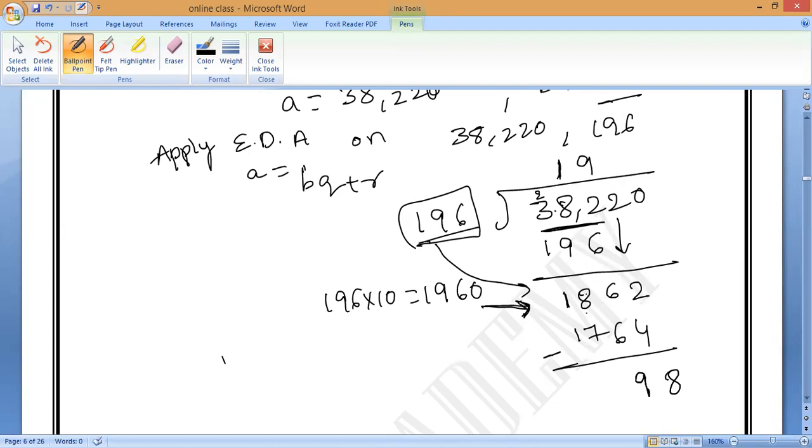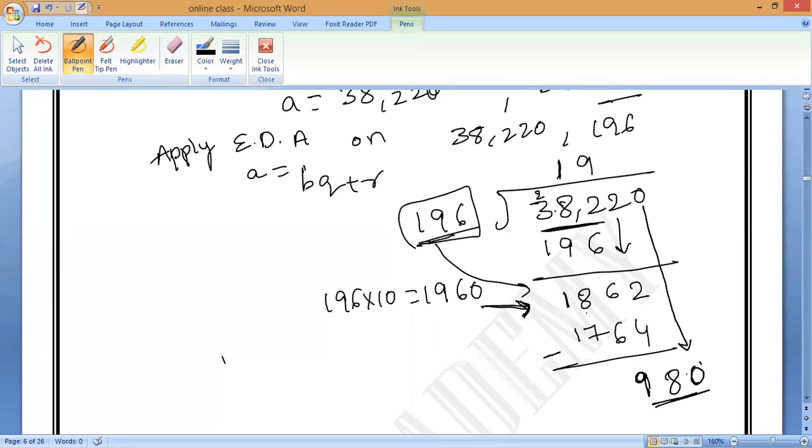9, 8. 7 minus 7 is 0. Here we get 98. Next, bring down the 0. It is 980. How many times does 196 go into it?